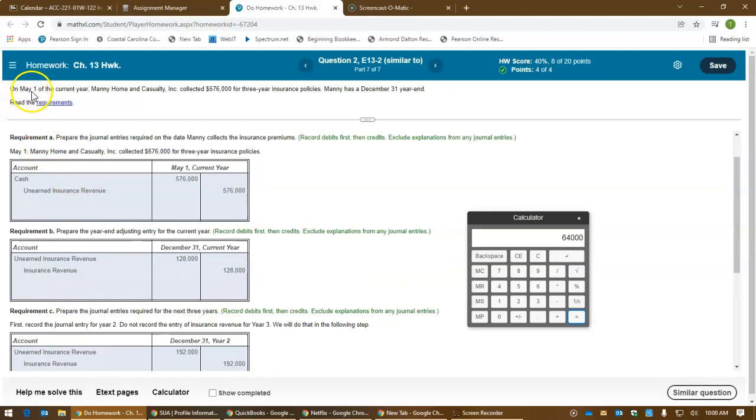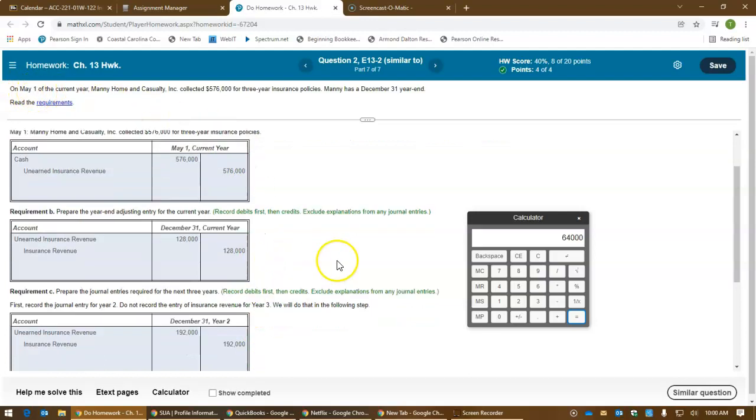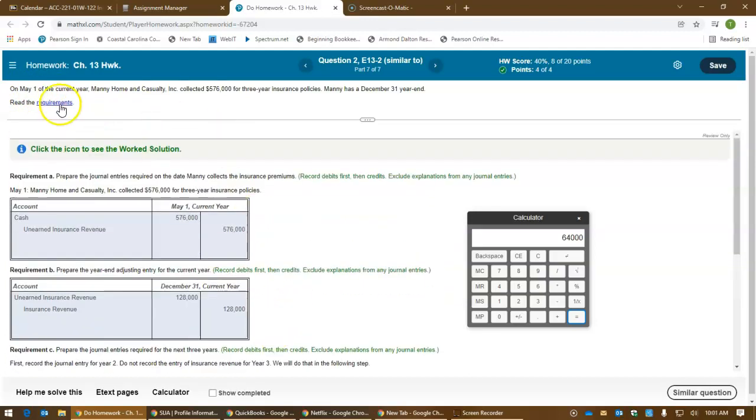Okay, if we had received the money on January 1, we would just have 3 journal entries of 192. But again, you got to look at your dates. These are all examples of good adjusting journal entries. Okay.